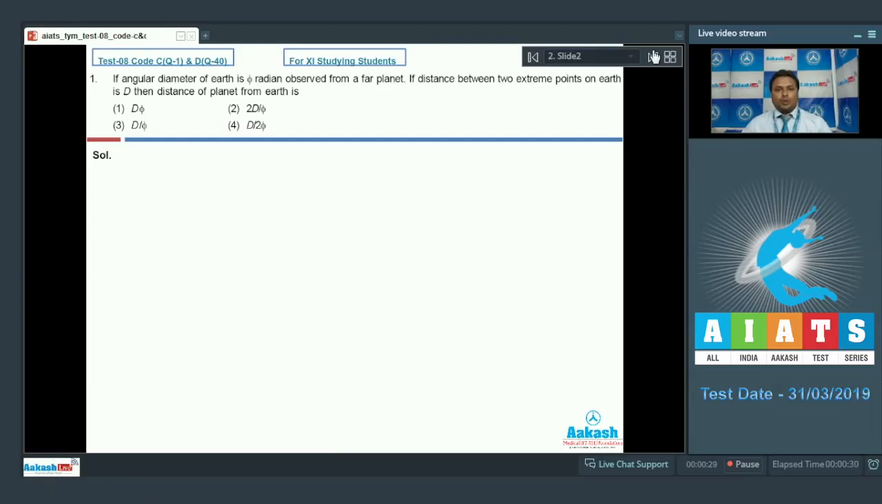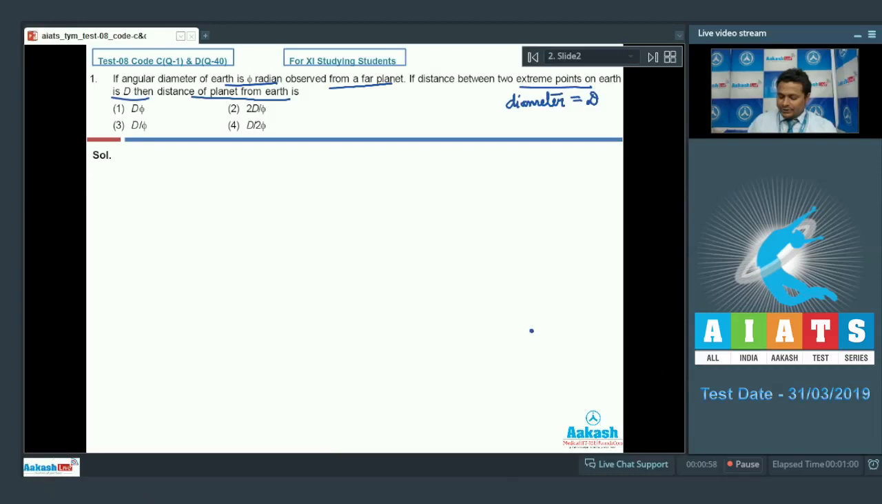So here is question number 1. If angular diameter of Earth is phi radian observed from a far planet, if distance between two extreme points on Earth is capital D, then the distance of planet from the Earth will be what? If you read the question, we will find that the distance between two extreme points on Earth is given, that is D. So D will be the diameter of the Earth.